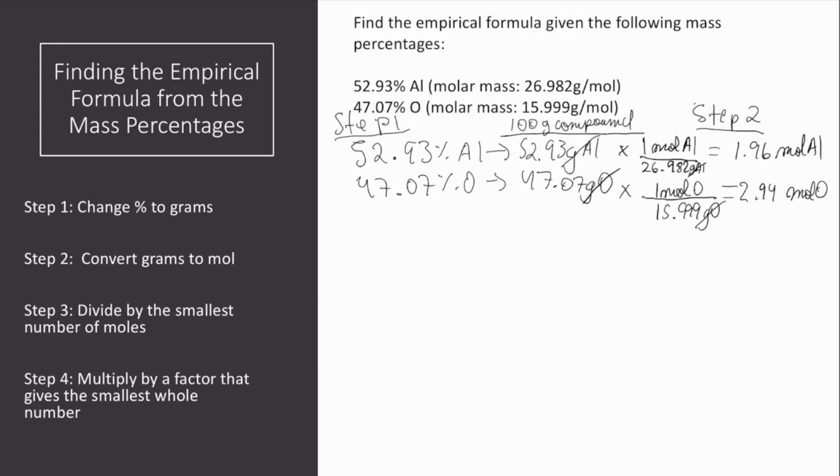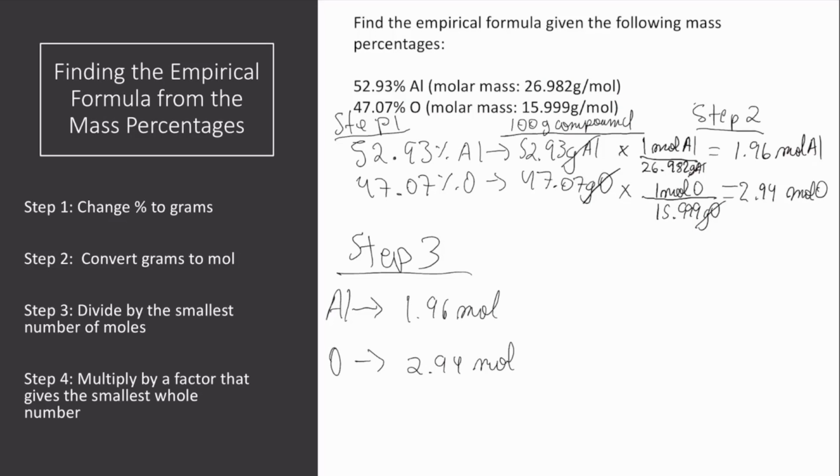Okay, for step 3, we have to divide by the smallest number of moles. Okay, so for the case of aluminum, we have 1.96 moles. For the case of oxygen, we have 2.94 moles. The smallest mole number is the one for aluminum. So we divide both by 1.96 moles. So this one gives us 1, this one gives us 1.5.